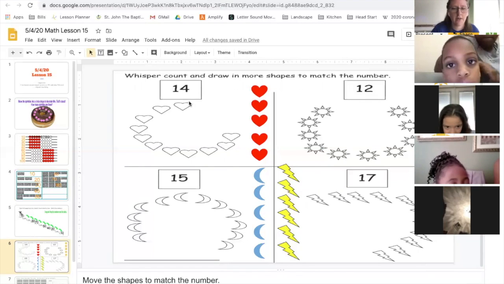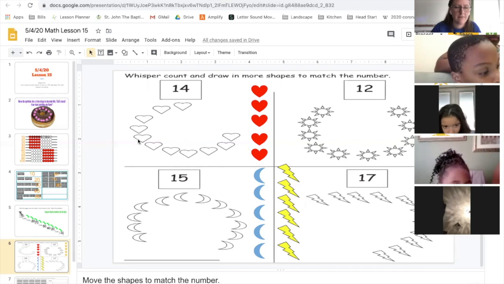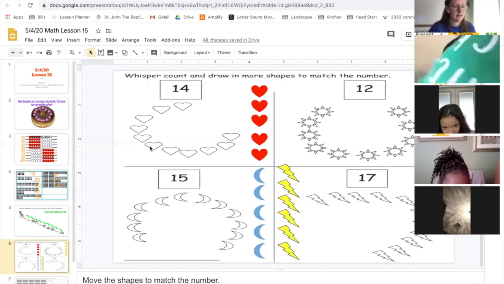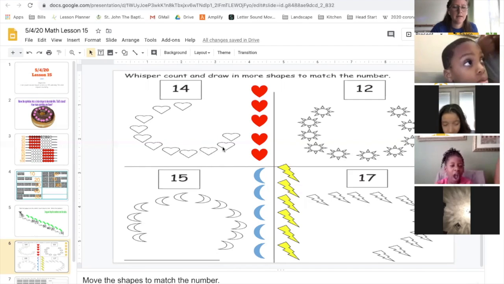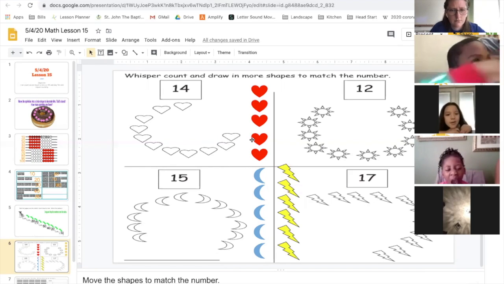Let's all count together how many hearts they have drawn for us. So we're going to start at the top and move to the left. 1, 2, 3, 4, 5, 6, 7, 8, 9, 10, 11. So we have 11 hearts.